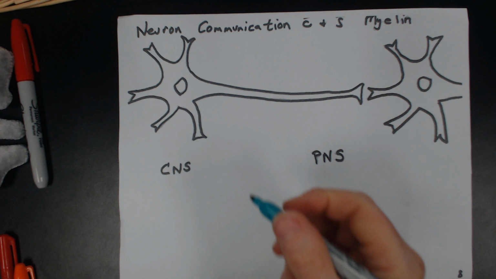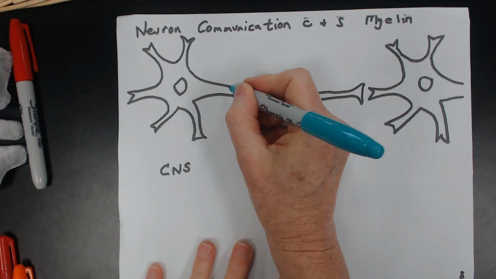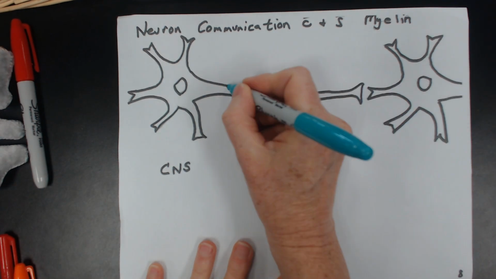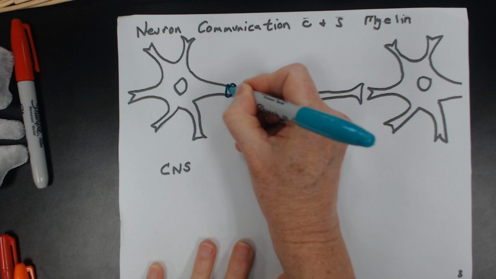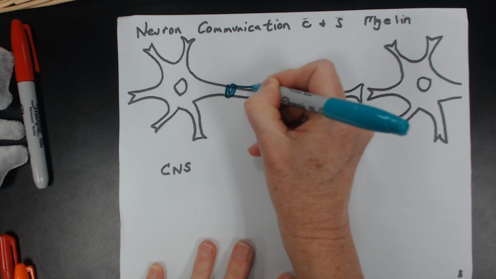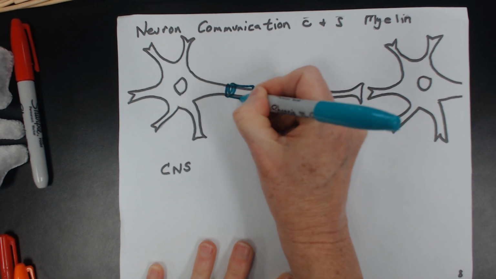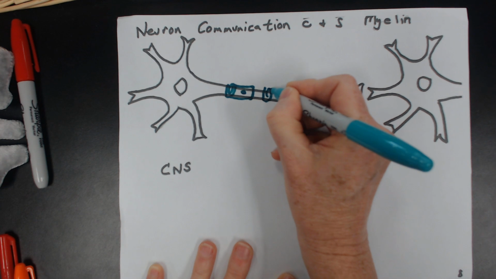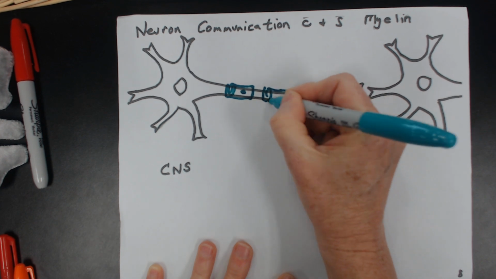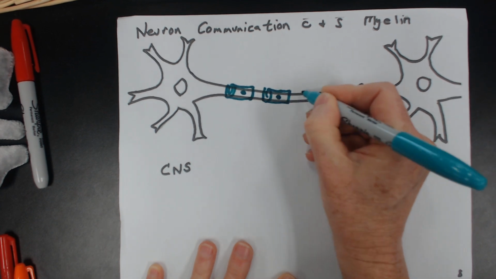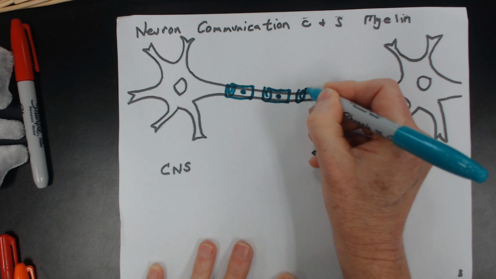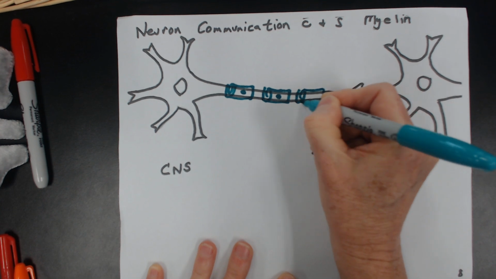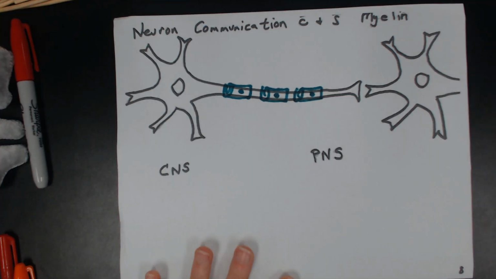I'm going to say that this is a neuron that's in the PNS, because I think Schwann cells are easier to draw than oligodendrocytes. So I'm just going to draw in my Schwann cell here. And then I just have a couple of Schwann cells that have wrapped themselves around the axon of this neuron. And I'll label those.